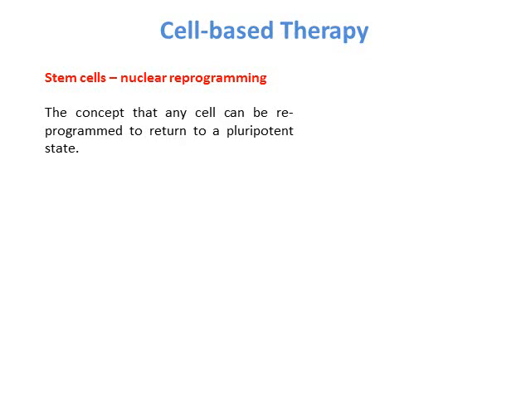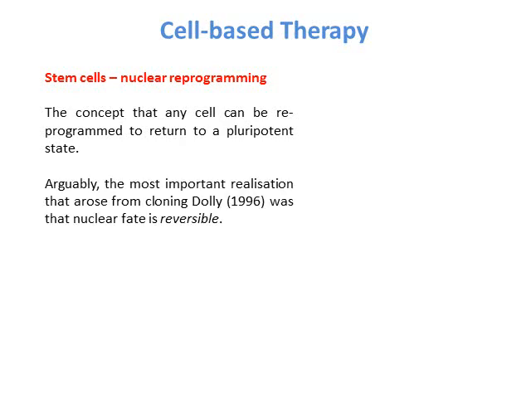The first real big finding, or one of the big scientific experiments which really brought this to the wider attention of the general public, was the cloning of Dolly the sheep in the late 90s. So what Dolly did, really more than anything else, and certainly from your point of view with regards to this module, what you need to realise is that Dolly proved that nuclear fate is reversible.